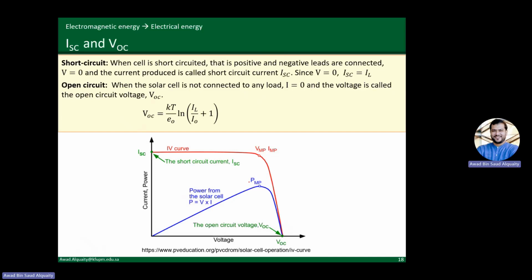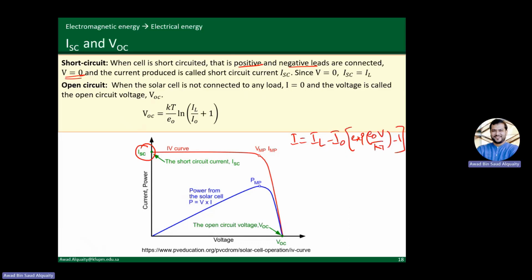Now, in terms of the other parameters we discussed, the short circuit current that we see here in the current voltage curve is essentially obtained when the cell is short circuited. That is, if you connect the positive and the negative terminals, then the voltage across the cell is 0, and the current produced in that situation is what's called the short circuit current. If we go back to the formula we just wrote for current, the current within the cell is equal to IL minus I naught times exponential of E naught V by KT minus 1. This is what we wrote.